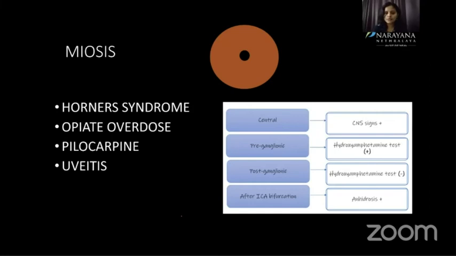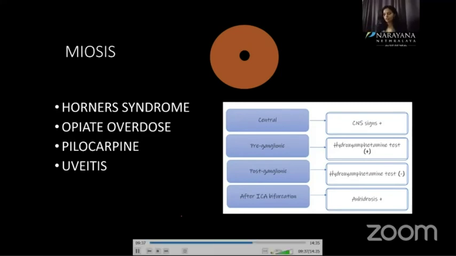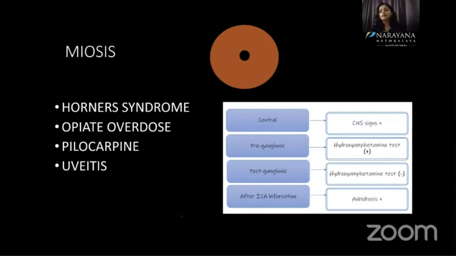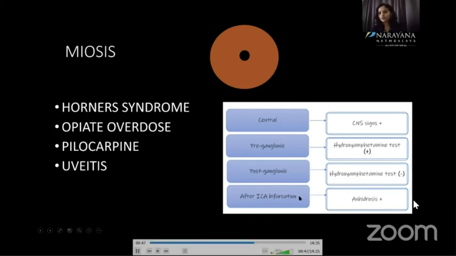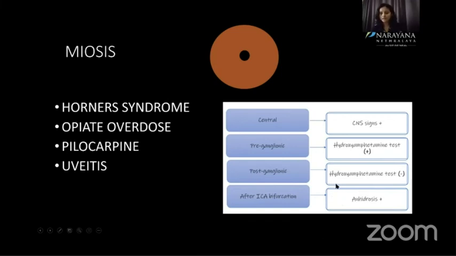So on the right you can see the various conditions which can cause Horner syndrome, the various levels at which they're affected. It can be a central lesion, preganglionic, postganglionic, or after the internal carotid artery bifurcation. I already showed you the pathway for the parasympathetic supply. So the various tests to diagnose are the hydroxyamphetamine test, which is usually positive in preganglionic lesions and negative in postganglionic lesions.